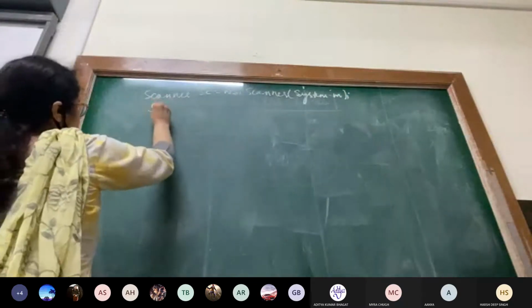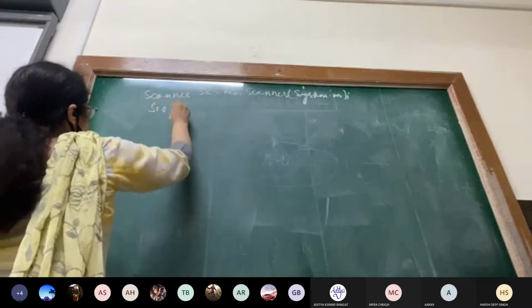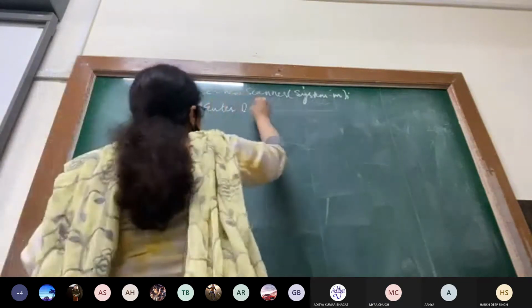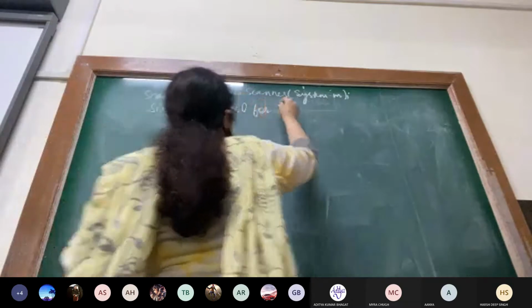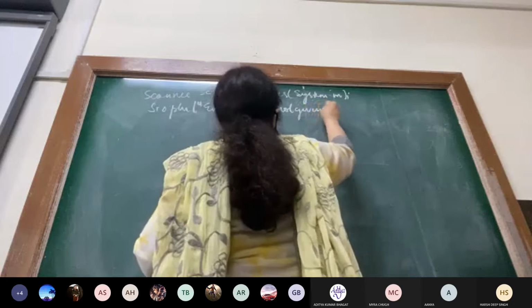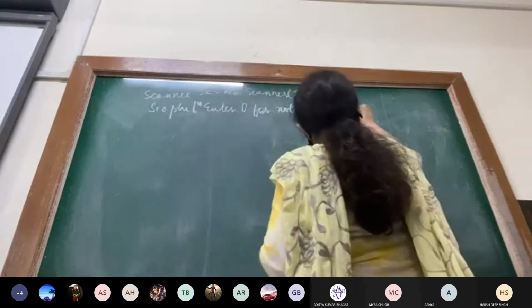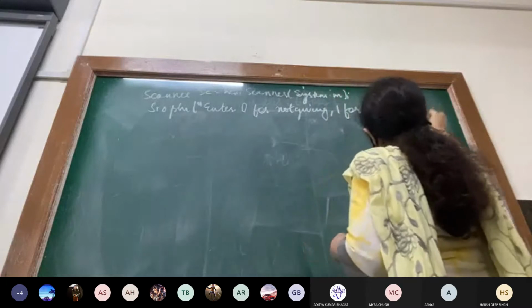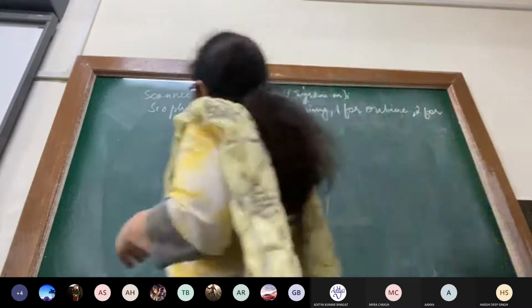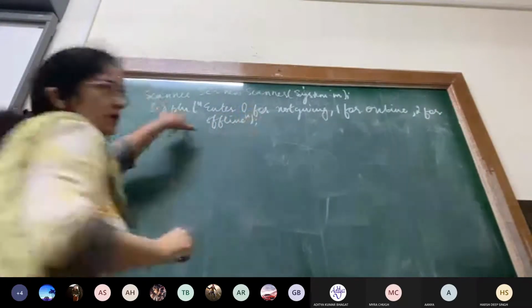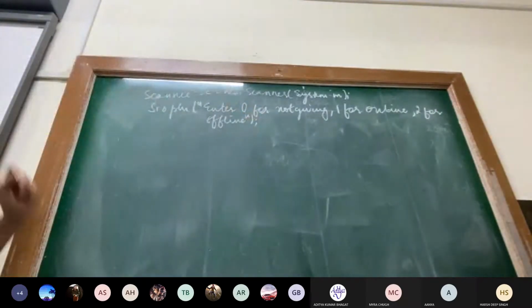So over here, I'm going to write down System.out.println: enter 0 for not giving, 1 for online, and 2 for offline. Menu is created. Is this correct? Now what?